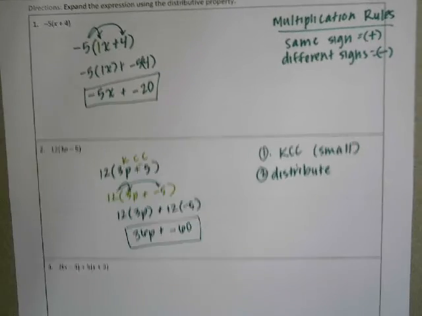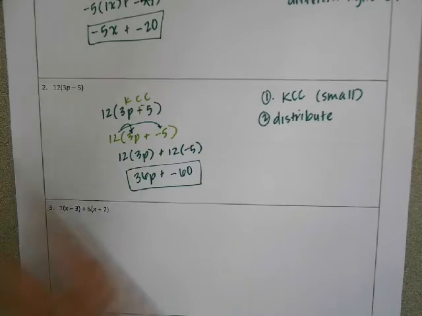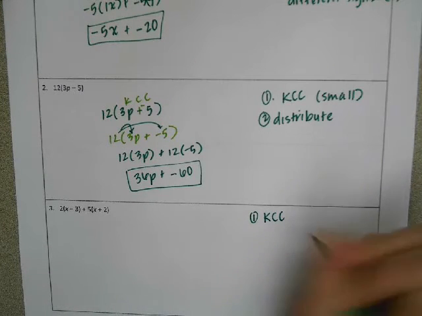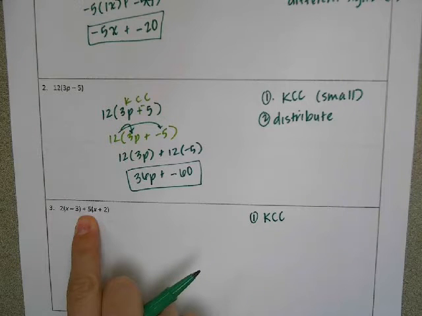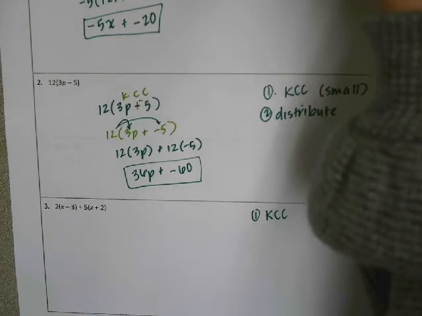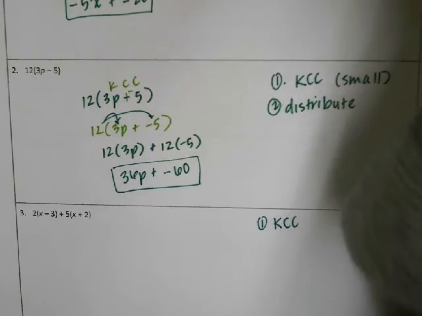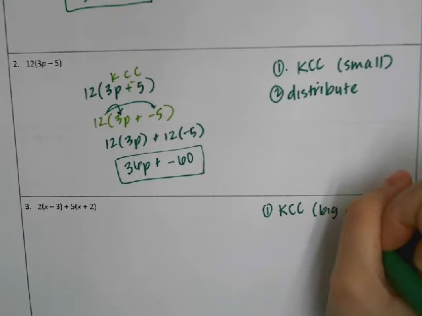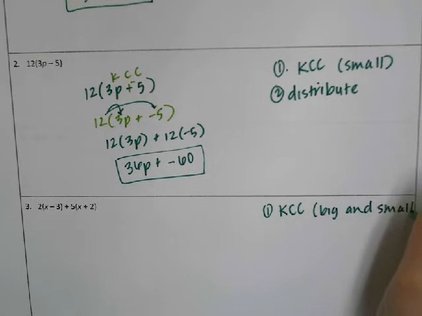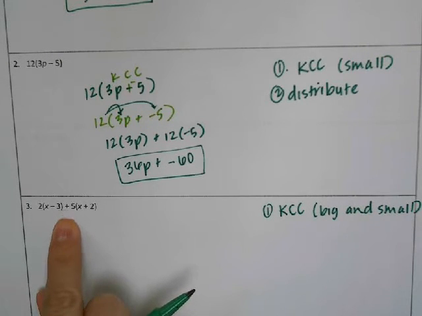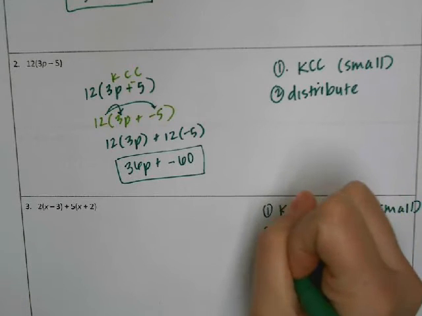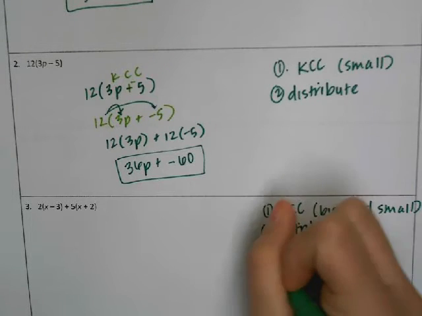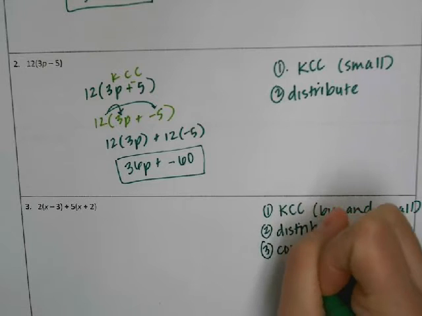Now let's look at number 3. Number 3, my first thing is take care of keep, change, both big and small, but in this case we have a plus sign in between the parentheses, so we don't need to do a big keep, change. If this was subtraction, then yes. So I'm just going to put big and small if necessary though, but again we don't need to do big because there's not a subtraction sign right here. Then step 2 is distribute, step 3, combine like terms.